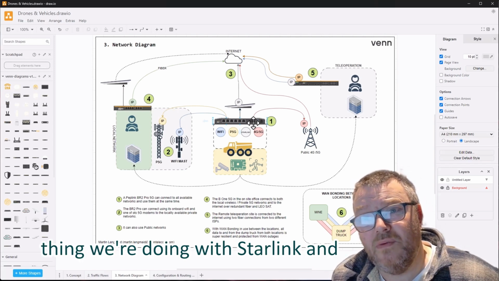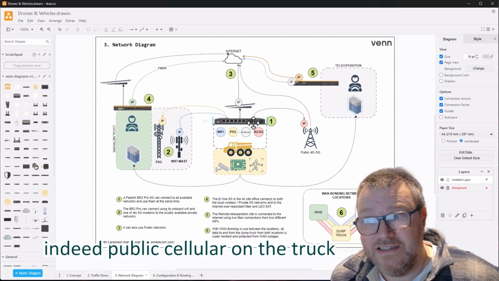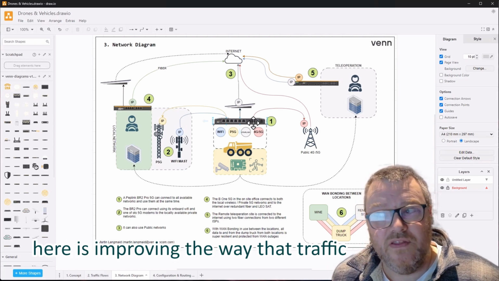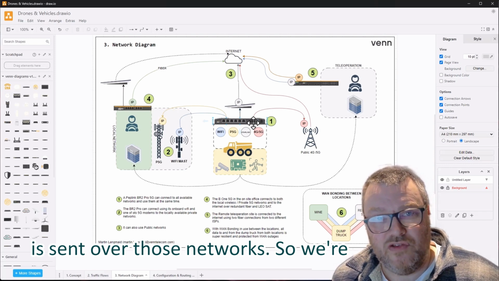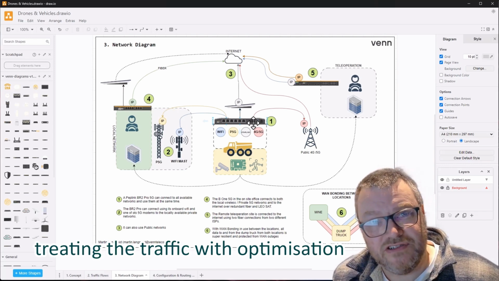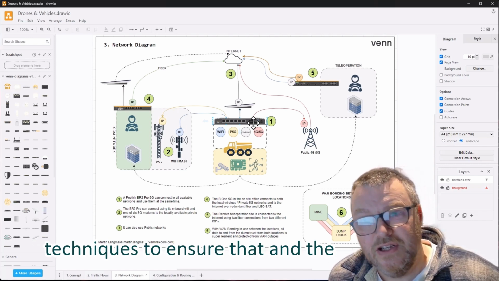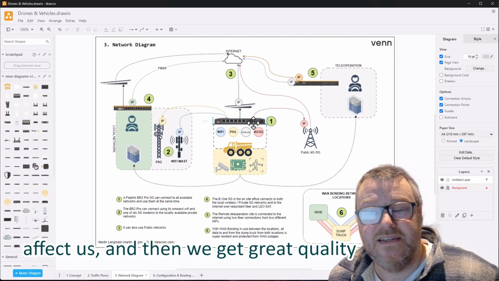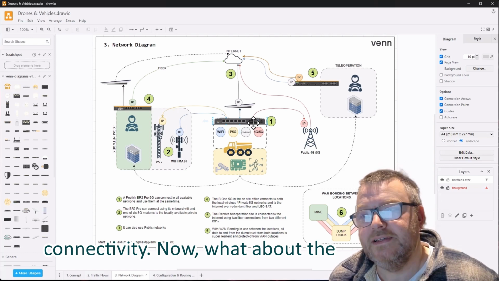The other thing we're doing with Starlink and indeed public cellular on the truck here is improving the way that traffic is sent over those networks. So we're treating the traffic with optimization techniques to ensure that any packet loss that might exist doesn't affect us and that we get great quality connectivity.